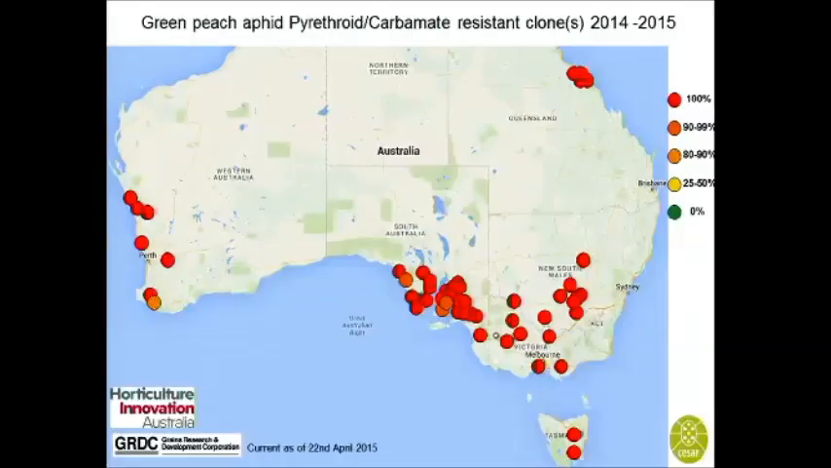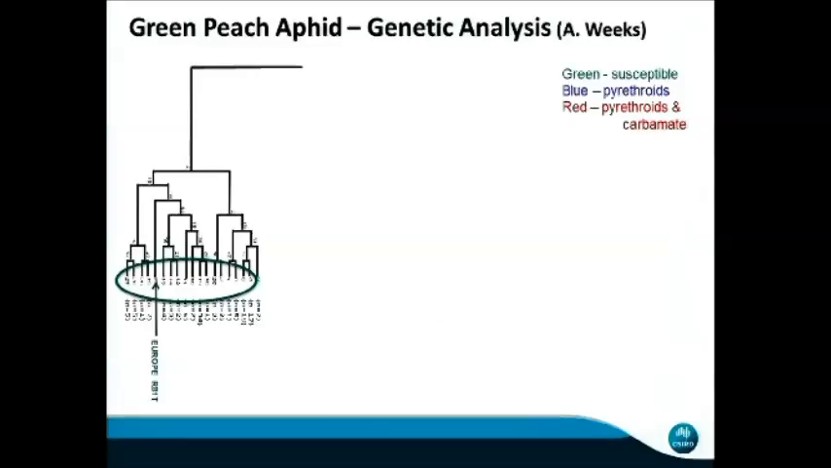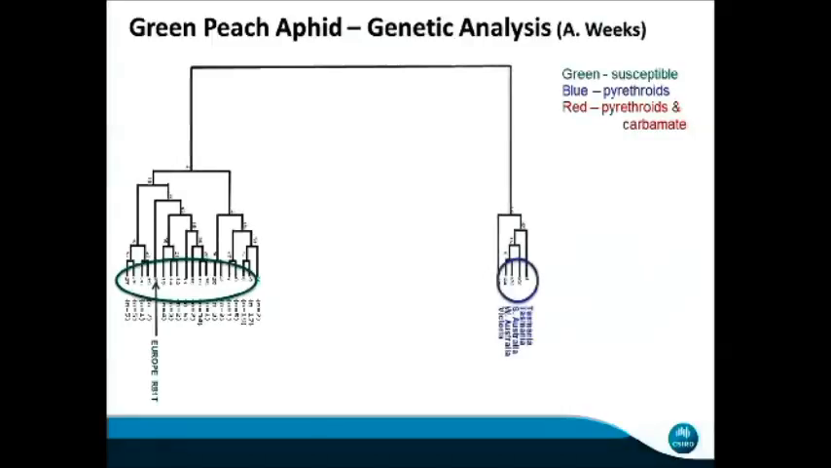That is the current state of where these clones are, the dual-resistant ones, for these two particular alleles. You can see this is the same picture that Paul showed, nearly 100% across most of Australia. And this is a little bit more in-depth in the genetic analysis that Paul showed. Here we have our Australian susceptible populations, except for that European one, or clones rather. Here we have Australian pyrethroid-resistant clones. Okay, so these are just the pyrethroid resistance. They're not carbamate resistance as well.